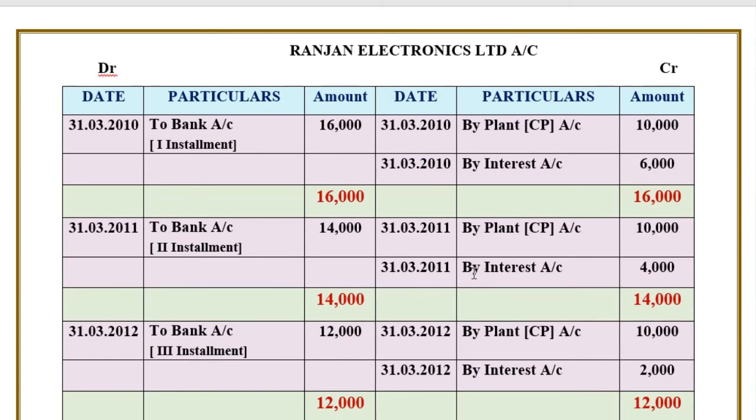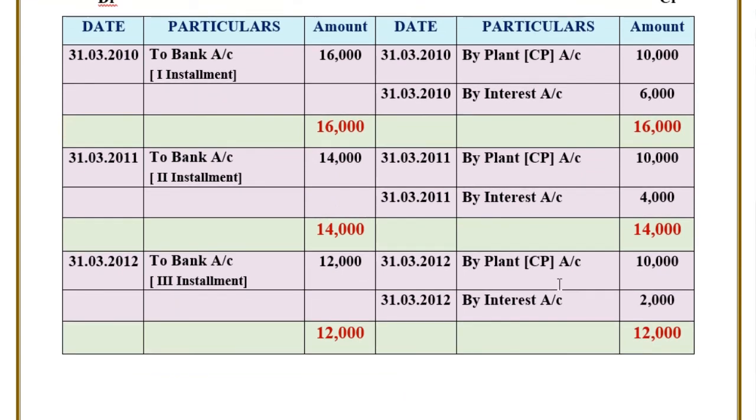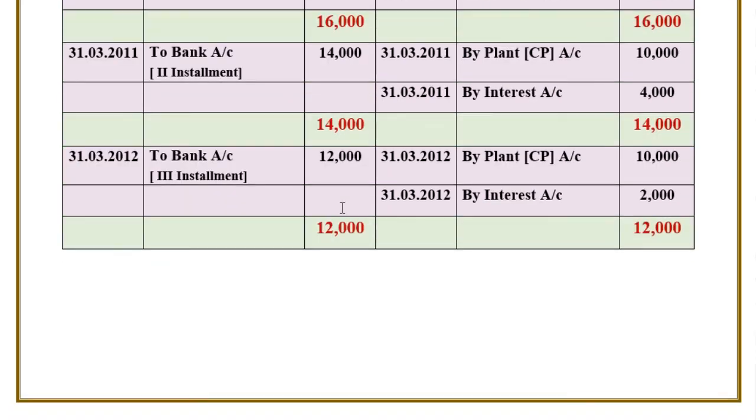So now the third year, again payment, debit to bank account, third installment paid, that is 12,000 rupees. You split this 12,000 into 10,000 cash price and 2,000 rupees interest. So just by plant account and by interest account. So let us make this total now. Just close the account. It tallies, there is no balance. Then we'll go to the next account, interest account now.